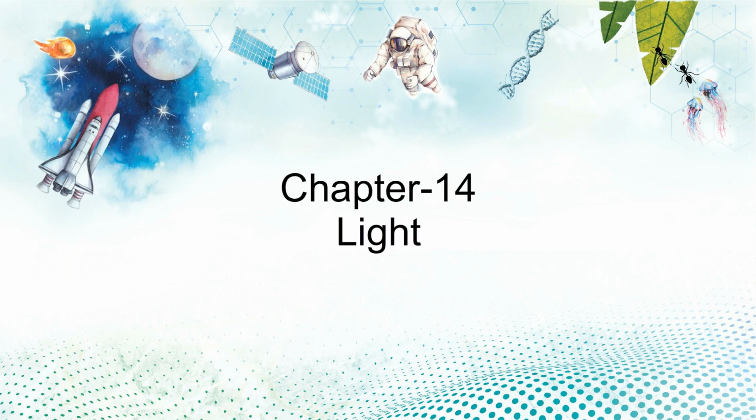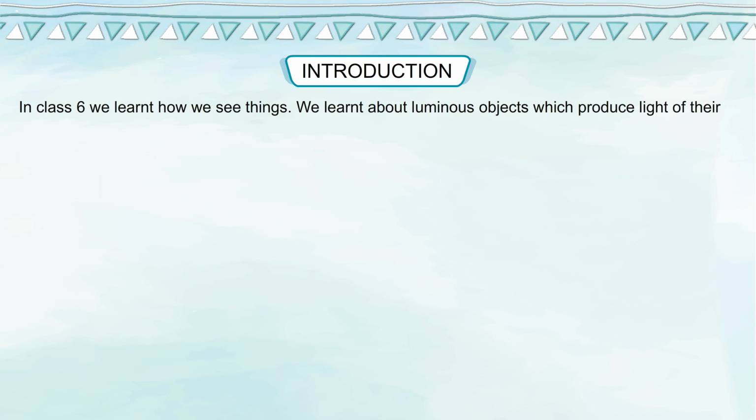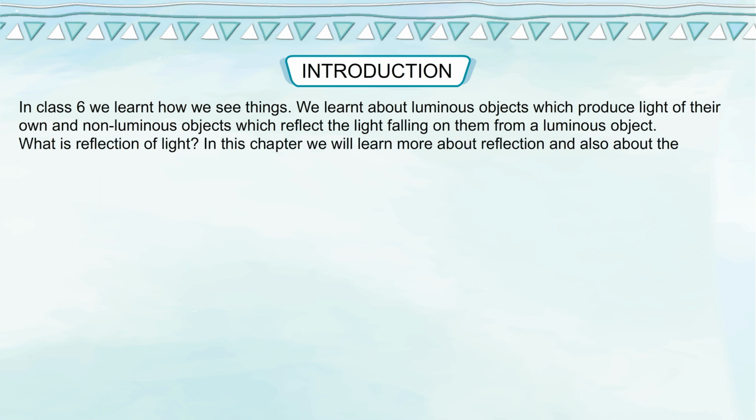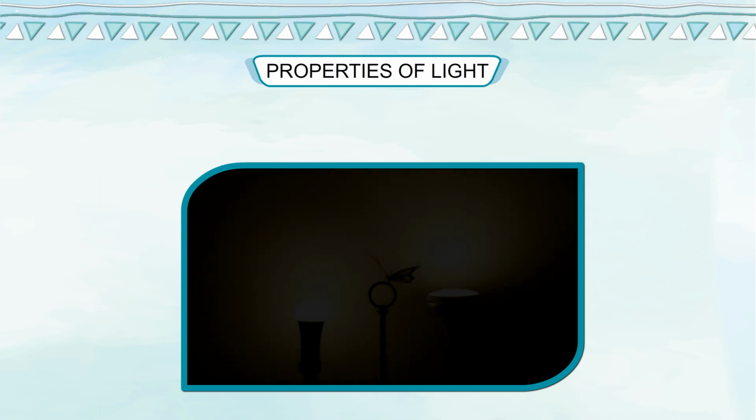Chapter 14, Light. Introduction. In Class 6, we learned how we see things. We learned about luminous objects which produce light of their own and non-luminous objects which reflect the light falling on them from a luminous object. What is reflection of light? In this chapter, we will learn more about reflection and also about the behavior of light as it hits different types of surfaces.